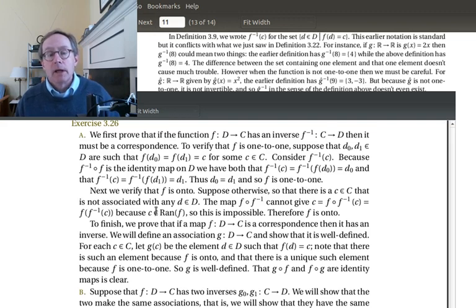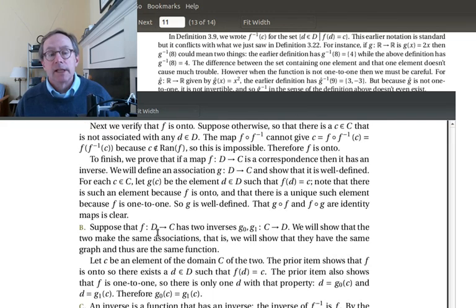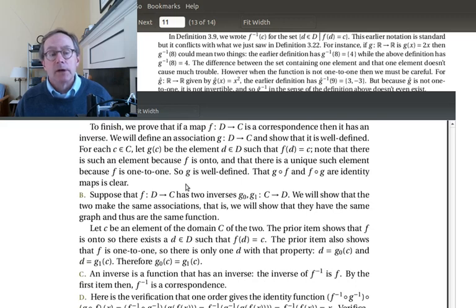Okay, part B: if a function has an inverse, then the inverse is unique. This proof turns out to be, you can at least see, a little physically shorter. So we're going to suppose that it has two inverses, and we'll show that the two are actually equal. The way you show two functions are equal is to show that they give the same output for the same input. So you let c be an element of the domain.